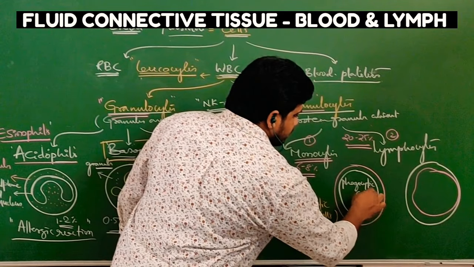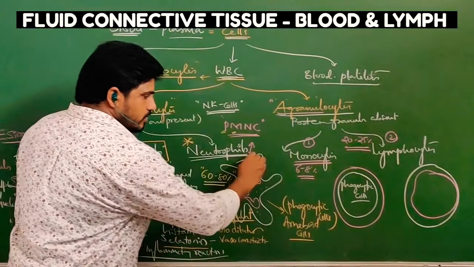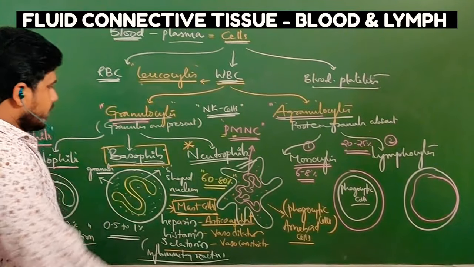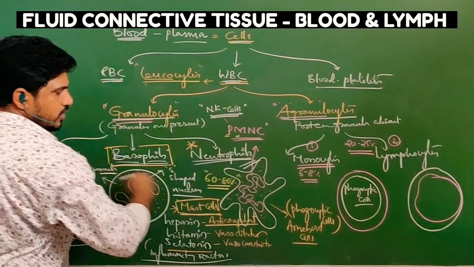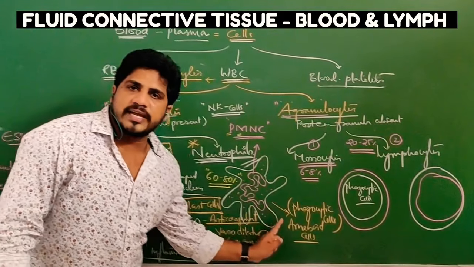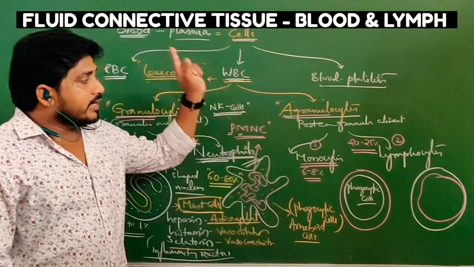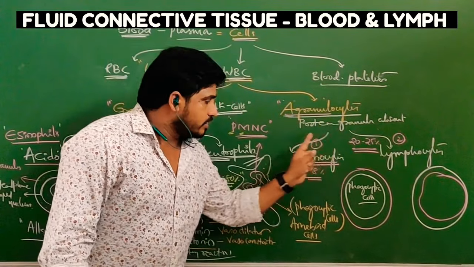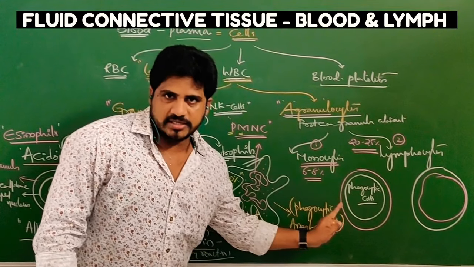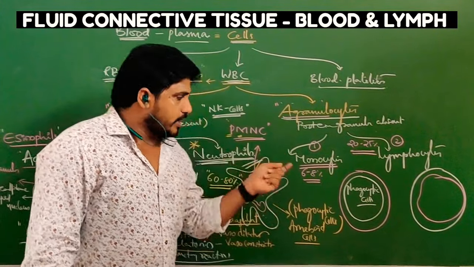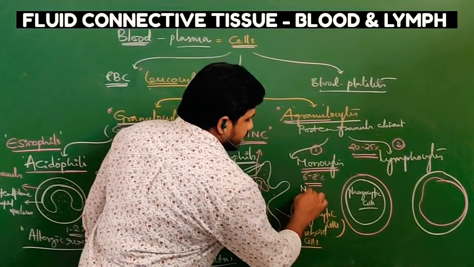Phagocytic cells, just like neutrophils. In the case of granulocytes, neutrophils act as phagocytes because they have pseudopodia. In the case of agranulocytes, monocytes act as phagocytes. They also have pseudopodia. They are also called natural killer cells.